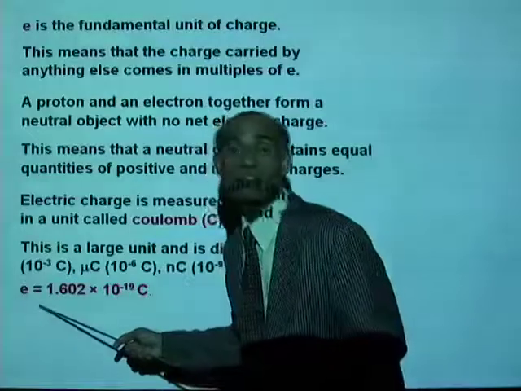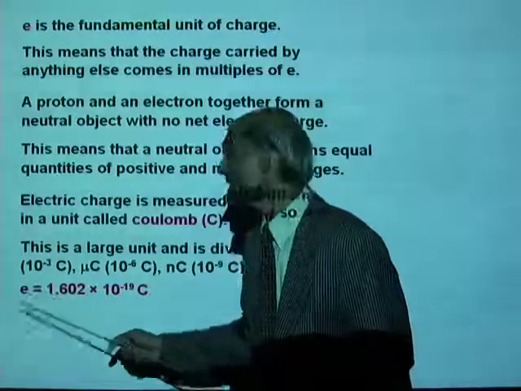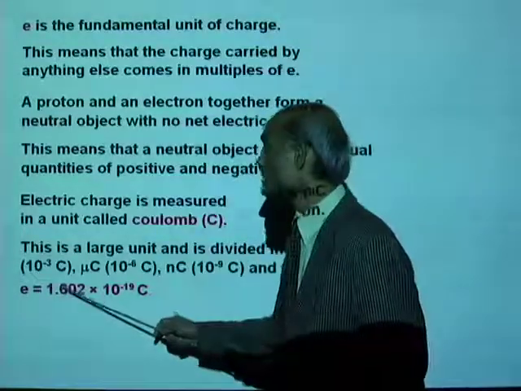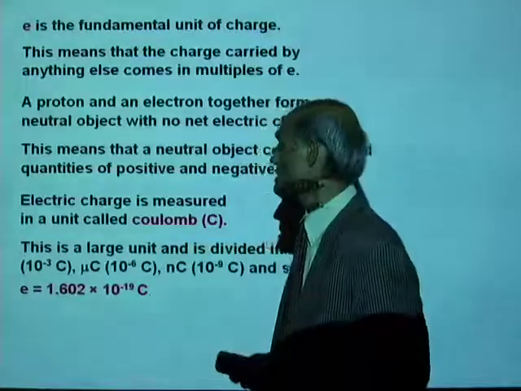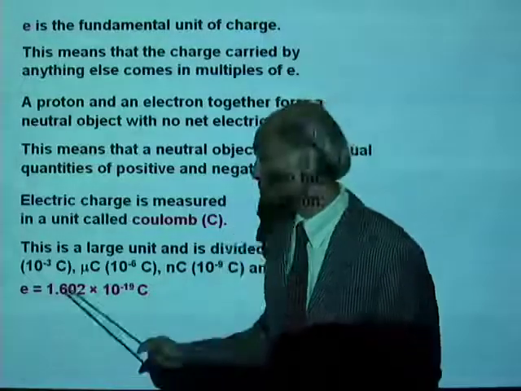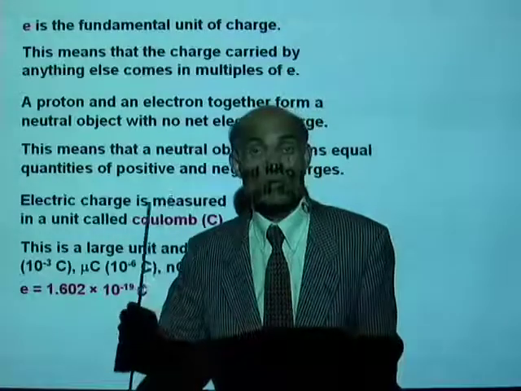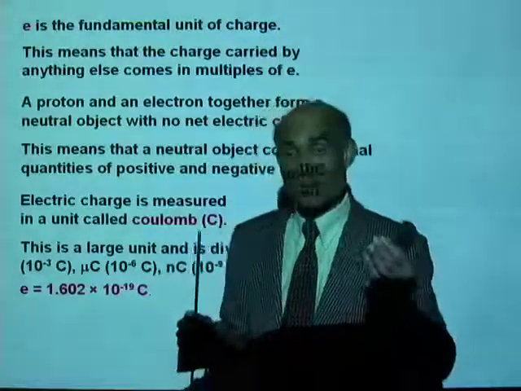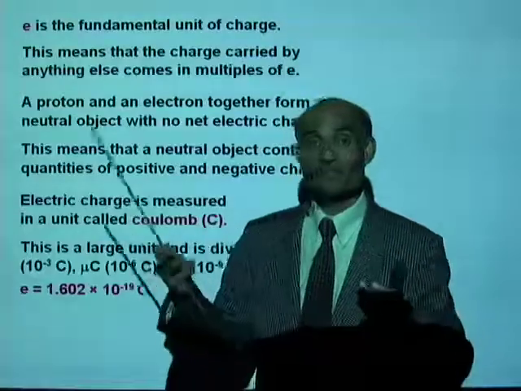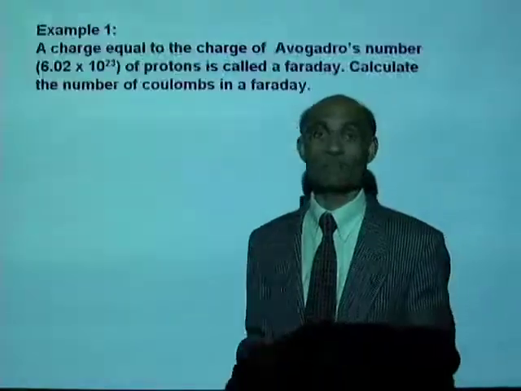Now this is the value of the fundamental unit of electric charge. e equals 1.602 times 10 to the negative 19 coulomb. This is the charge carried by an electron and also a proton. Charge carried by the electron is negative, charge carried by the proton is positive.